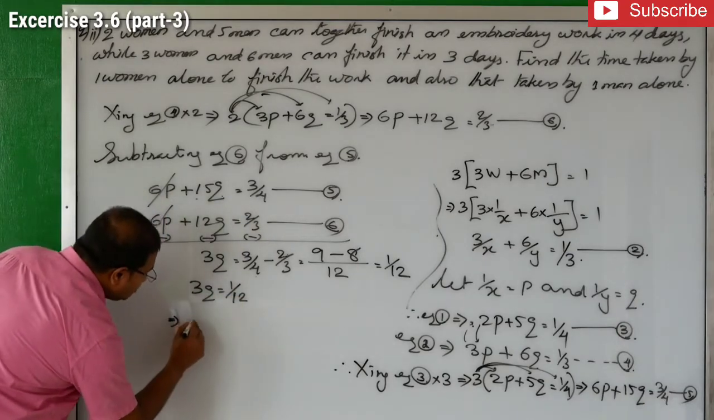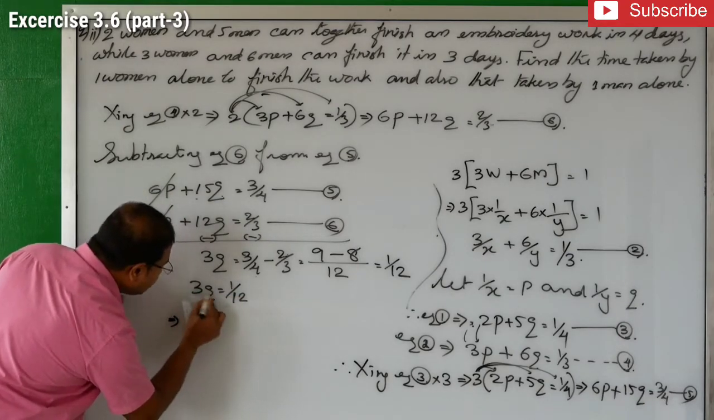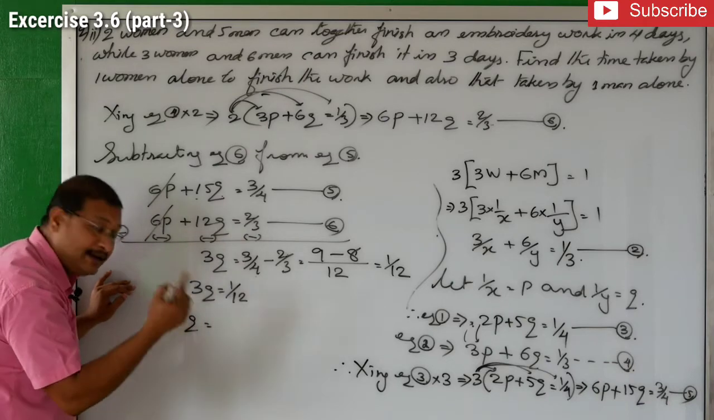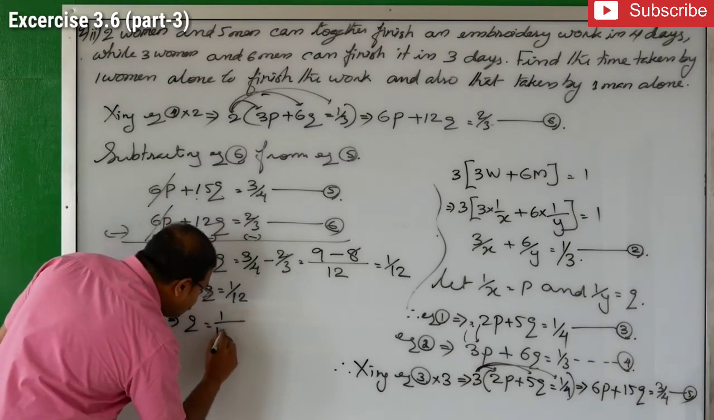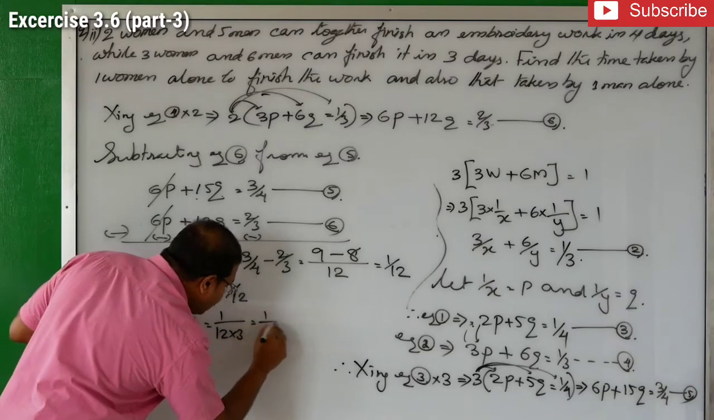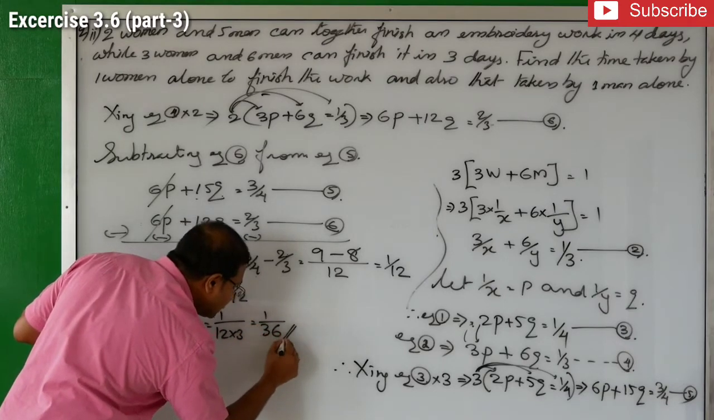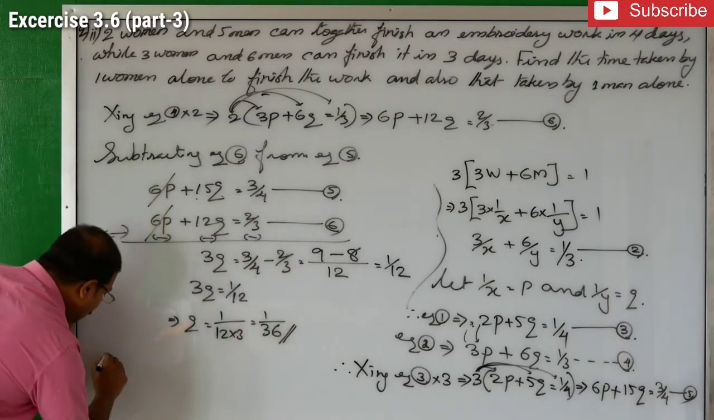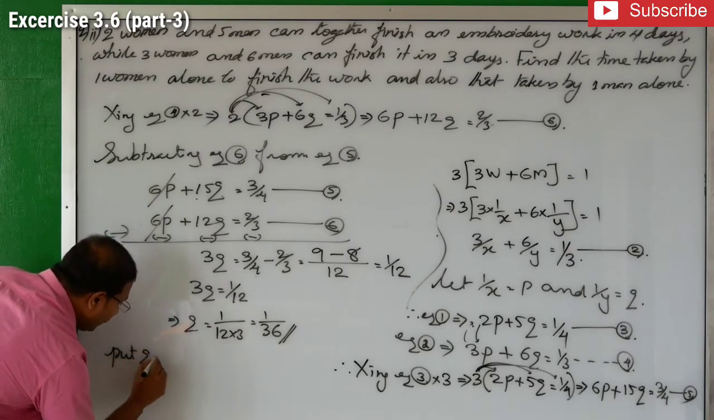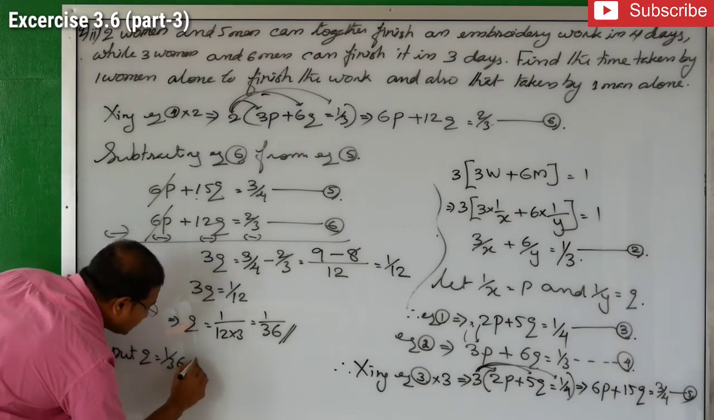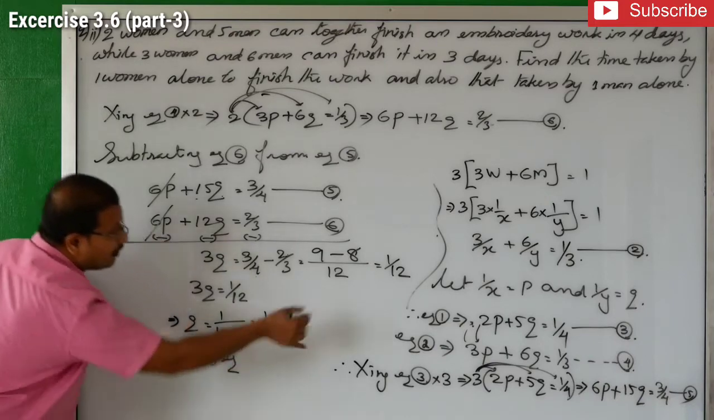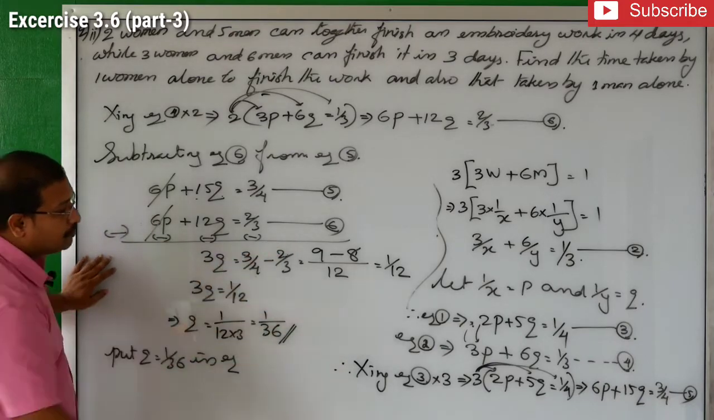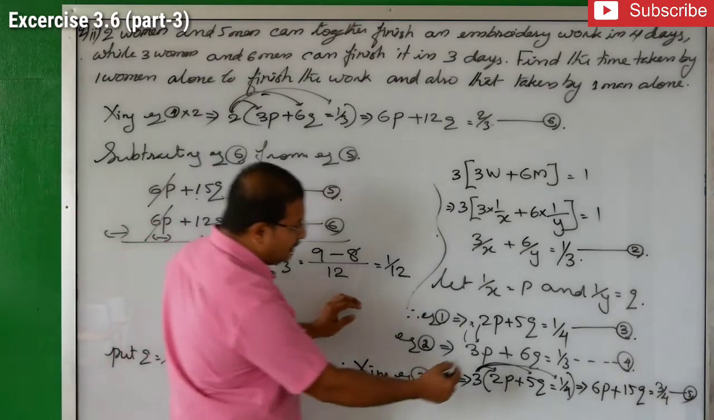This implies q equals, this 3 is multiplying, goes to the next side and will divide. That means 1 by 12 into 3 equals 1 by 36. Ready? Now what will you do? Put q equals 1 by 36 in any one of the equations. Ready? So I will put it into the third equation.